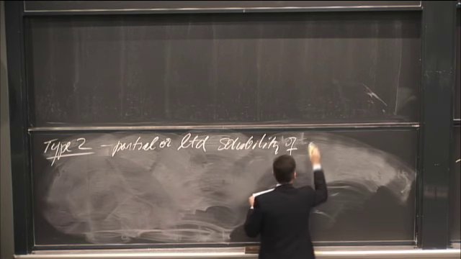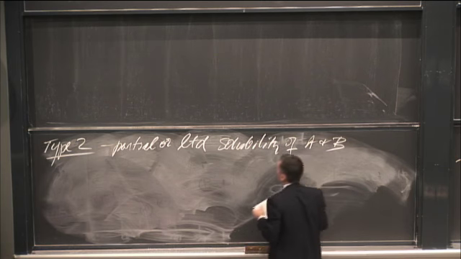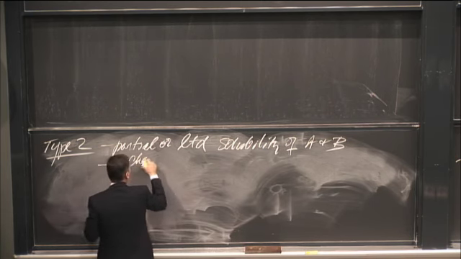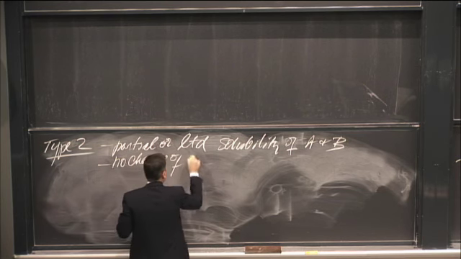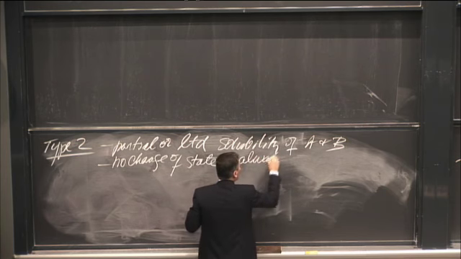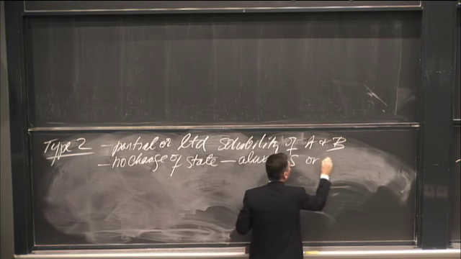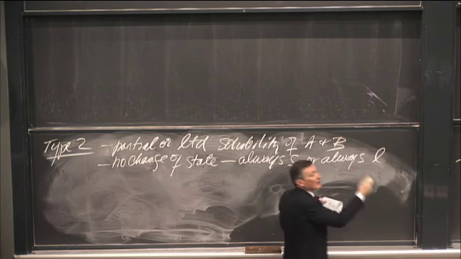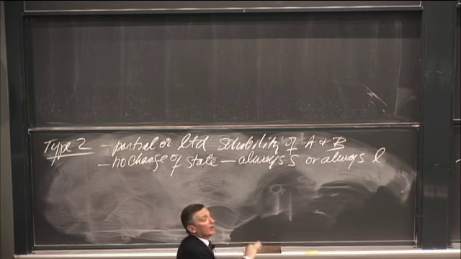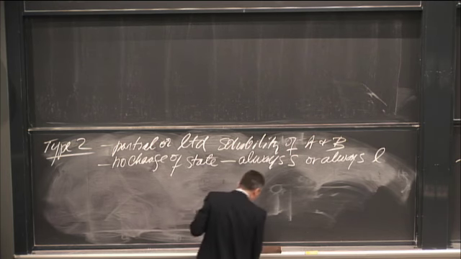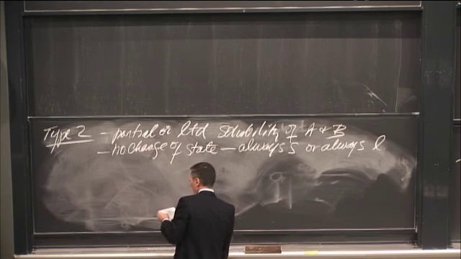We're doing all of this for a binary system, A and B, and no change of state. So that means either always solid or always liquid. That's not to say that the A and B never become solid. I'm just saying that a type 2 diagram is limited to a single phase, a single state.